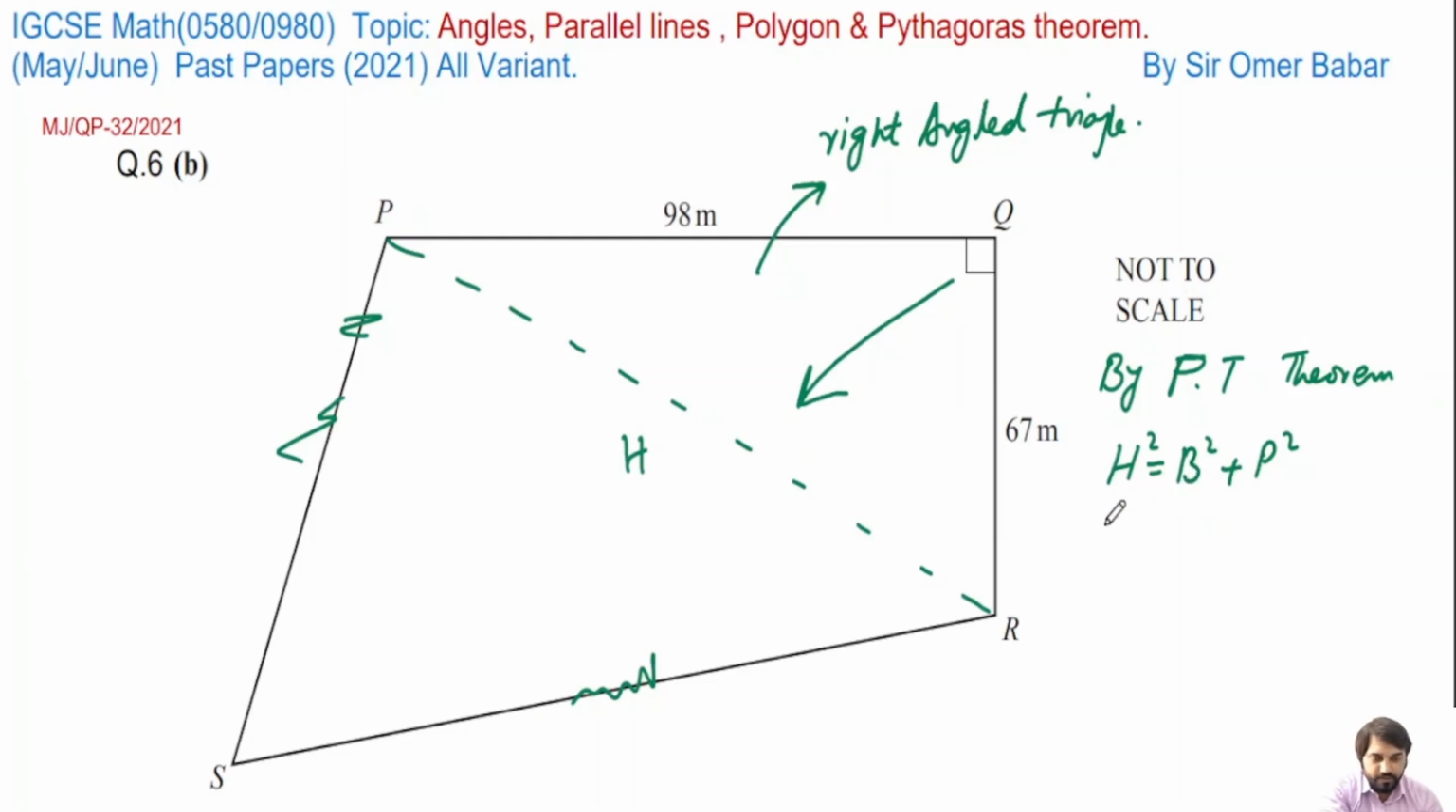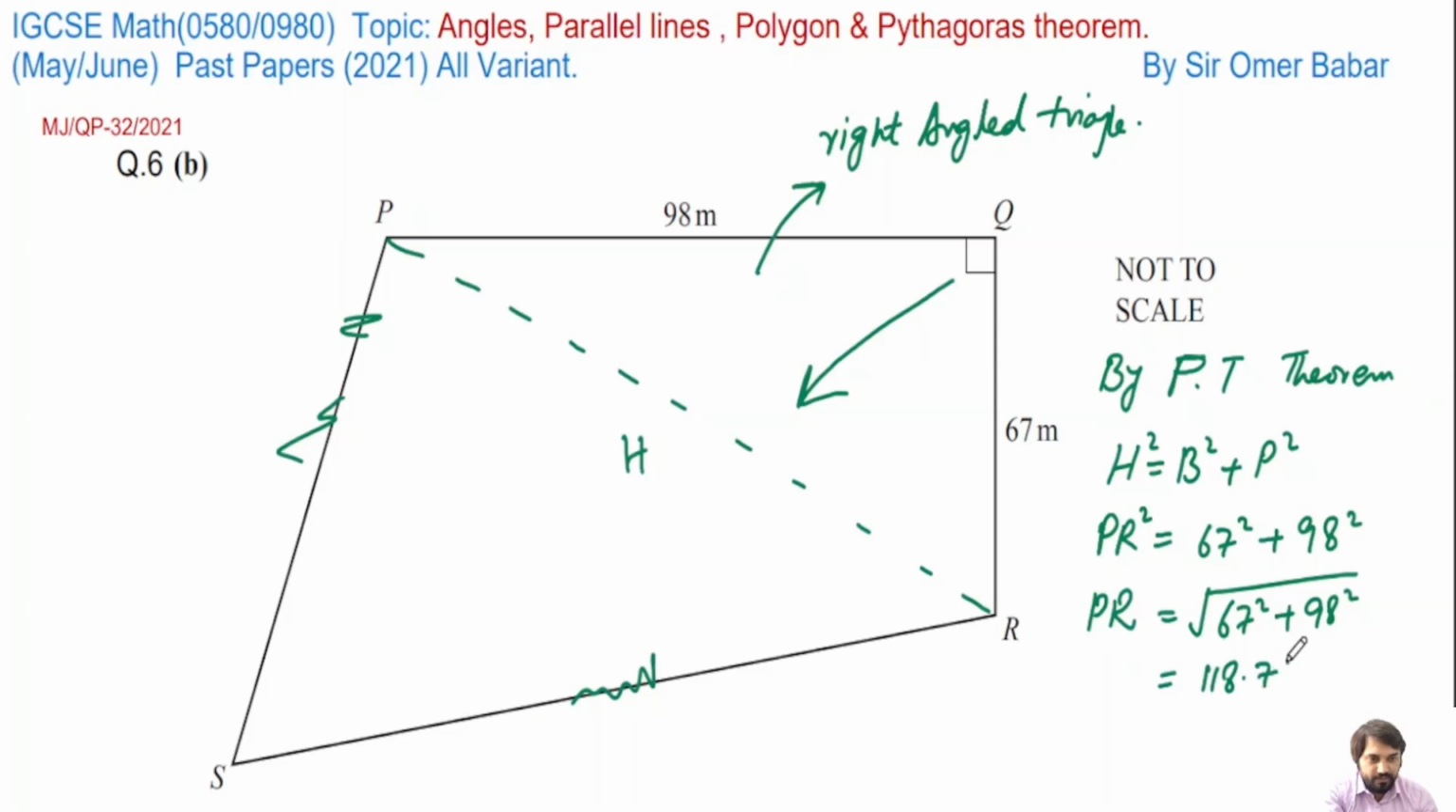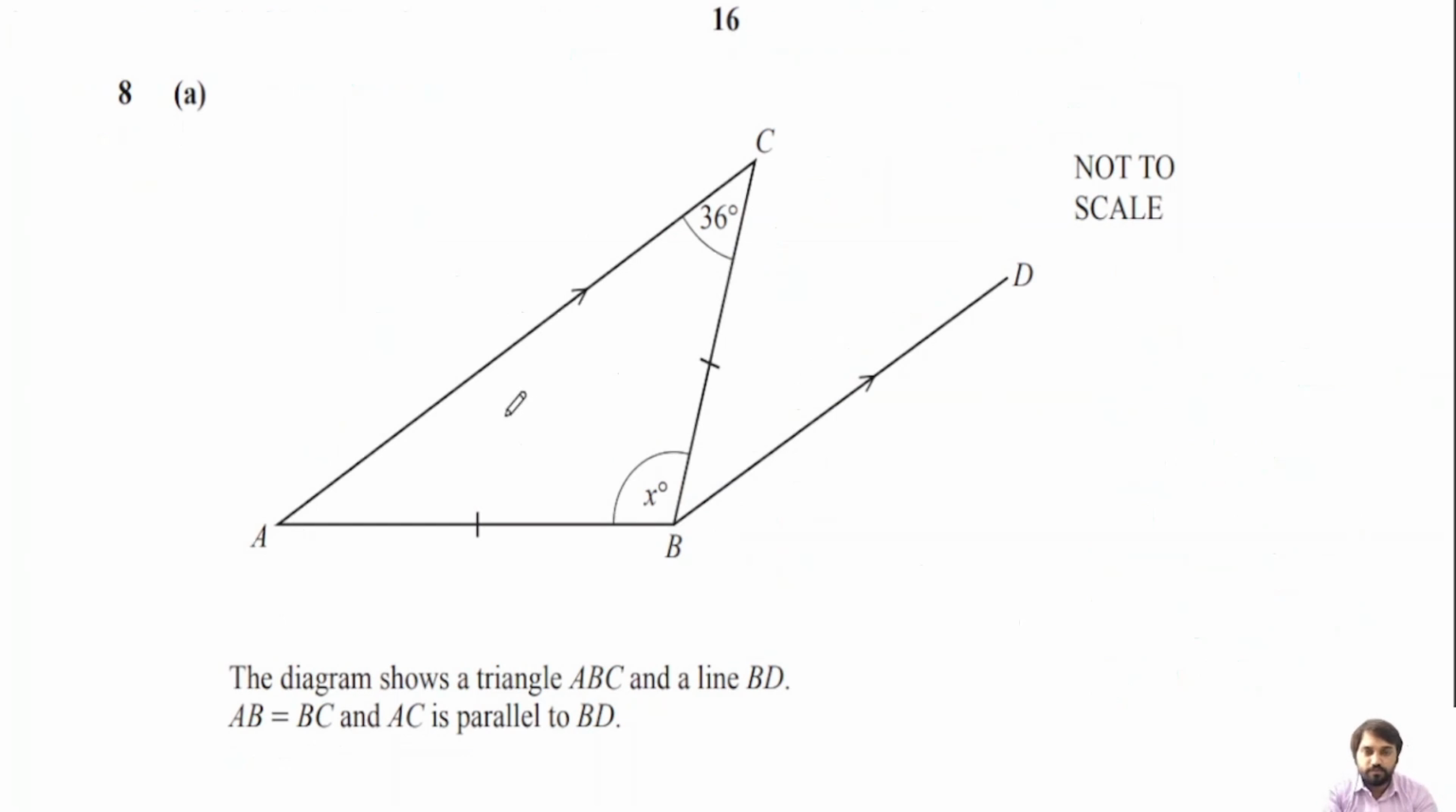Now putting the values, PR square is equal to base 67 square plus perpendicular 98 square. We only need to calculate the value of PR, so we are taking the square root on both sides: the square root of 67 square plus 98 square. Now use your calculator and write down the answer. That's going to be 118.71. This is the length of PR, that is 118.71.